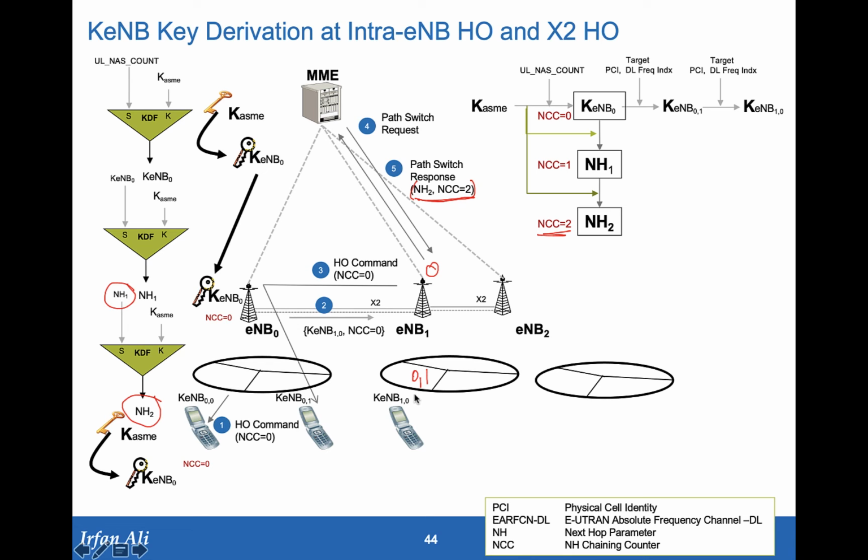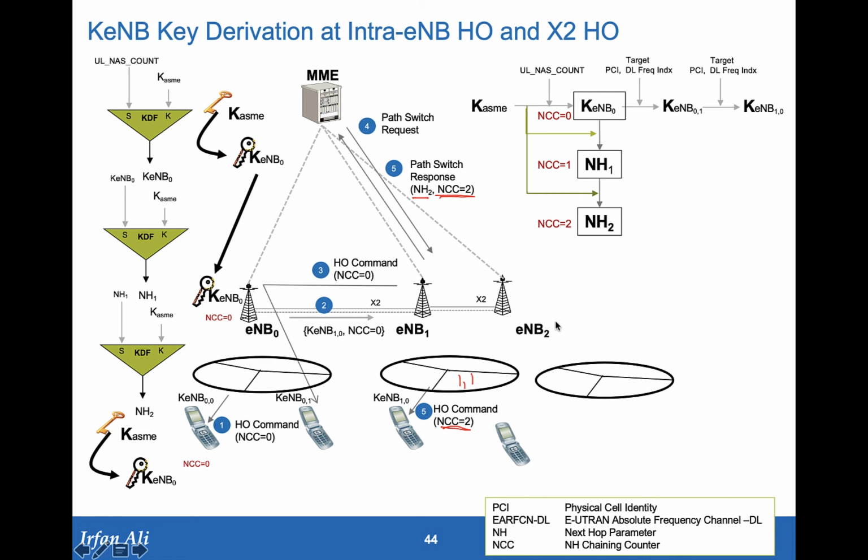Now, once the eNode B has NH and NCC, and it needs to do the next handover to the sector 11, it goes ahead and sends a handover command to the mobile, and it tells the mobile that now I have a fresh next hop, since the eNode B has this fresh next hop counter and next hop parameter and NCC. It says I am going to use NCC equal to 2.